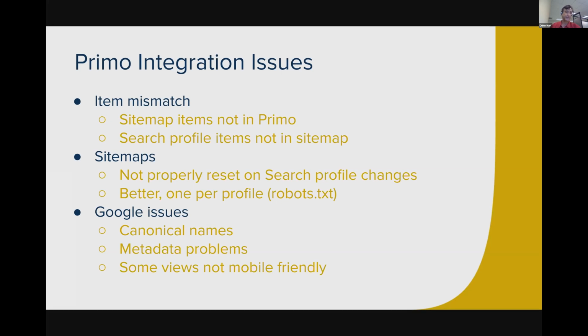Google actually finds some issues with the current implementation as well. They like to understand what the canonical name is for each individual item that they're indexing. And Primo has many names to point back to the same location, and so that can be difficult for them to figure out. Google identifies some metadata problems with the schema.org items as well, and some of the views aren't mobile friendly.